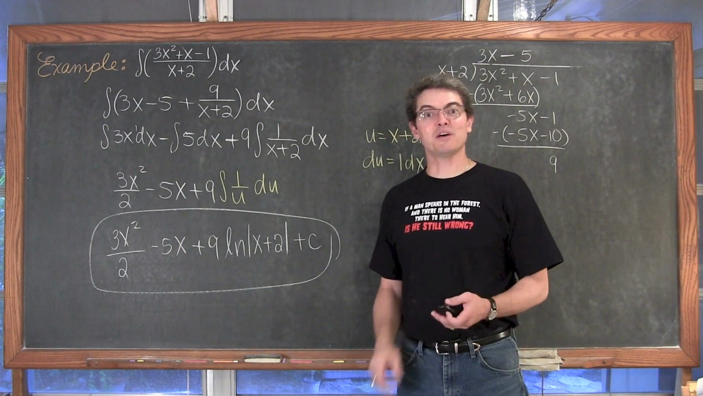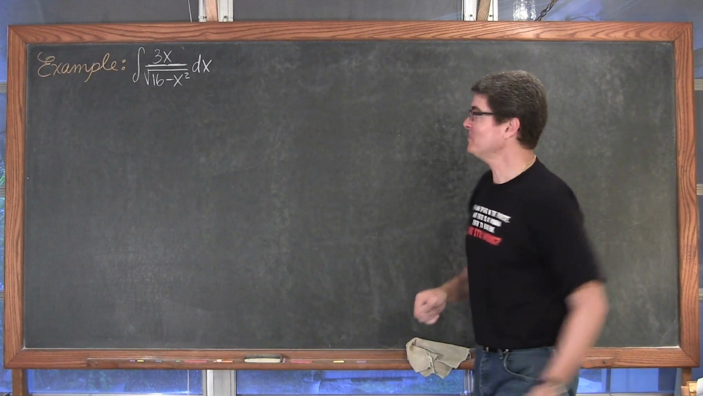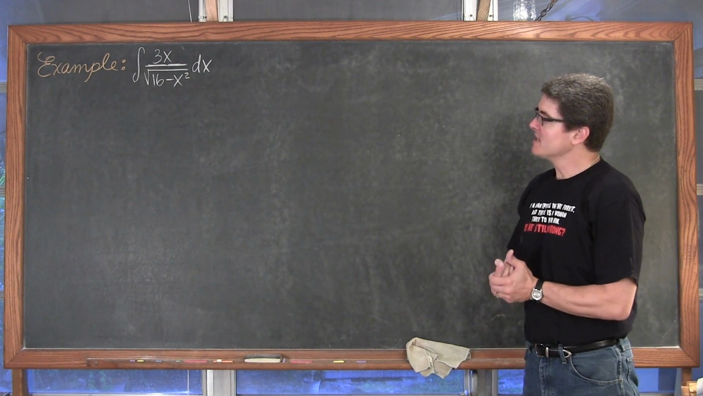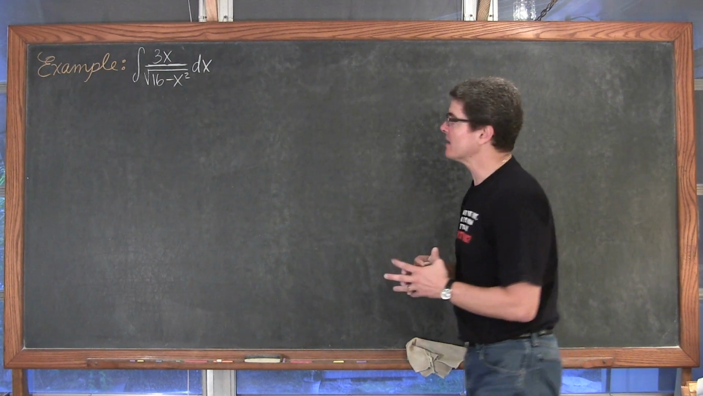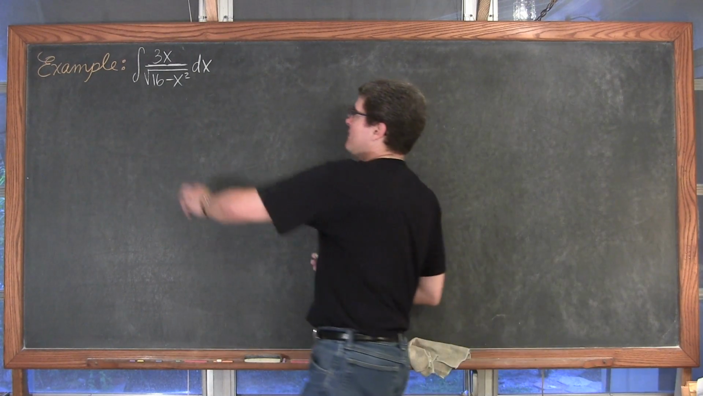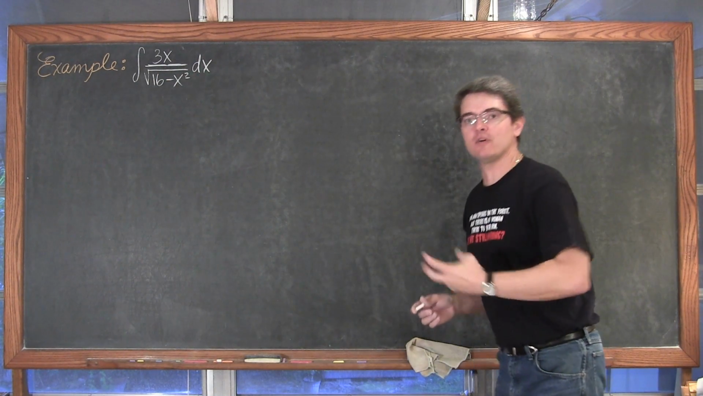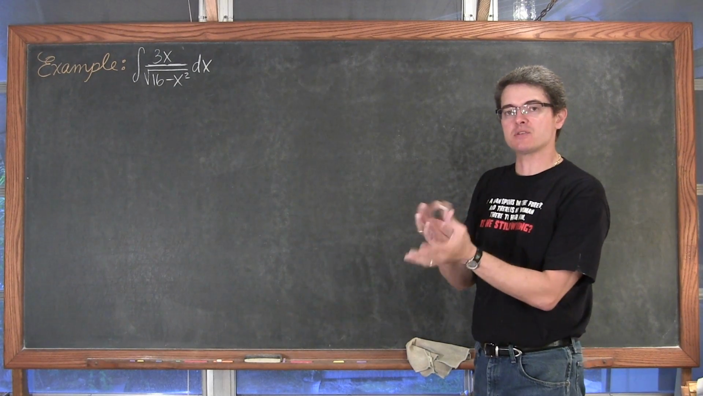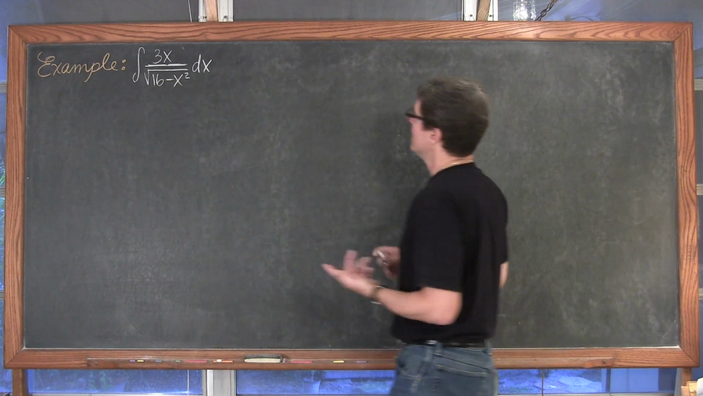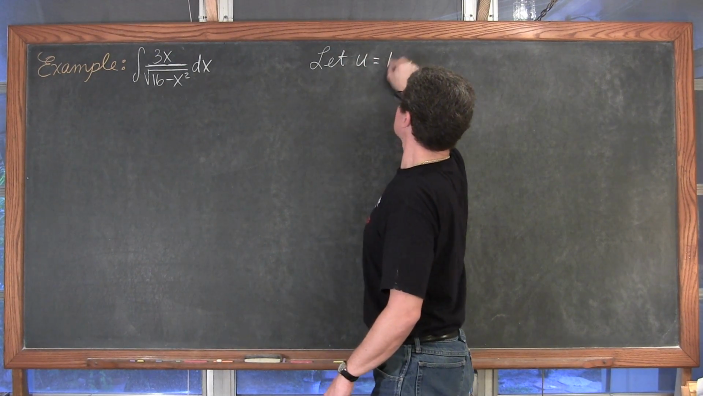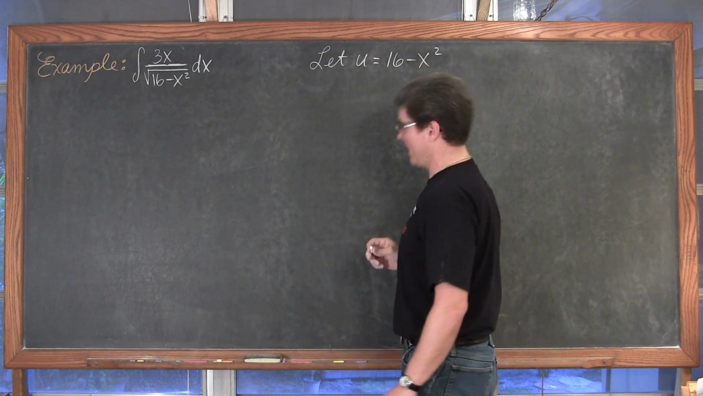So let's get to another one. For our next example, we have the indefinite integral of 3x over the square root of 16 minus x squared dx. Well, we have a lot going on in the denominator, and inside that square root function, that inside function, it seems like that would be a good place to start looking for a u substitution. So we're going to let u equal 16 minus x squared.